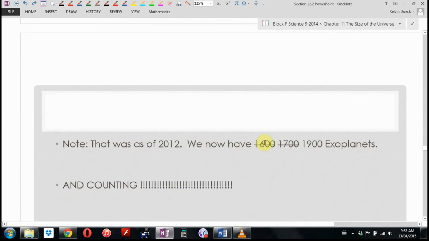It's already out of date. Last year, there were 1,600 that we had discovered. When I edited this past fall, it was 1,700. When I checked 2 weeks ago, we had found 1,900. They're called exoplanets, planets outside of our solar system, orbiting other stars, and counting. When I was in high school, we hadn't found any.